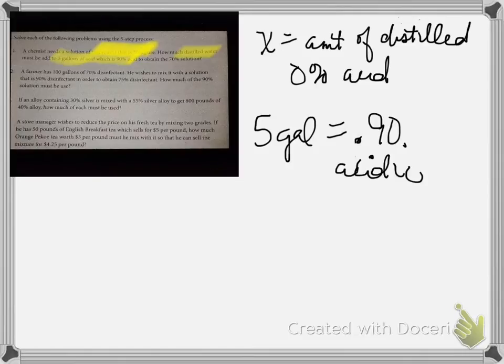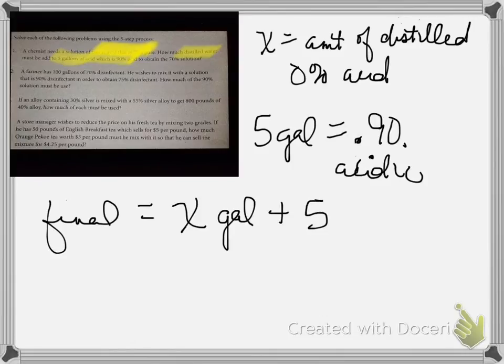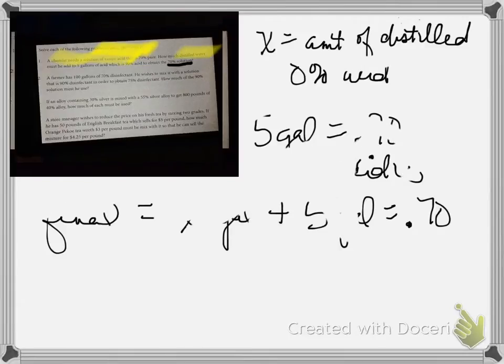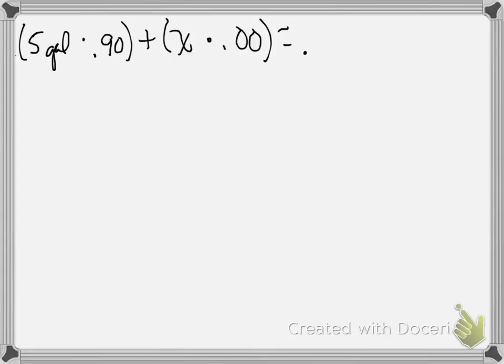Okay? And then it tells us that our final, it wants to know how much total is the number of gallons plus the original 5 gallons that will yield us 70% acidity. So the way that we're going to set that up is this. Five gallons times 90% plus X gallons times 0% has got to equal 70% times the original 5 gallons plus however many gallons of distilled water we have.